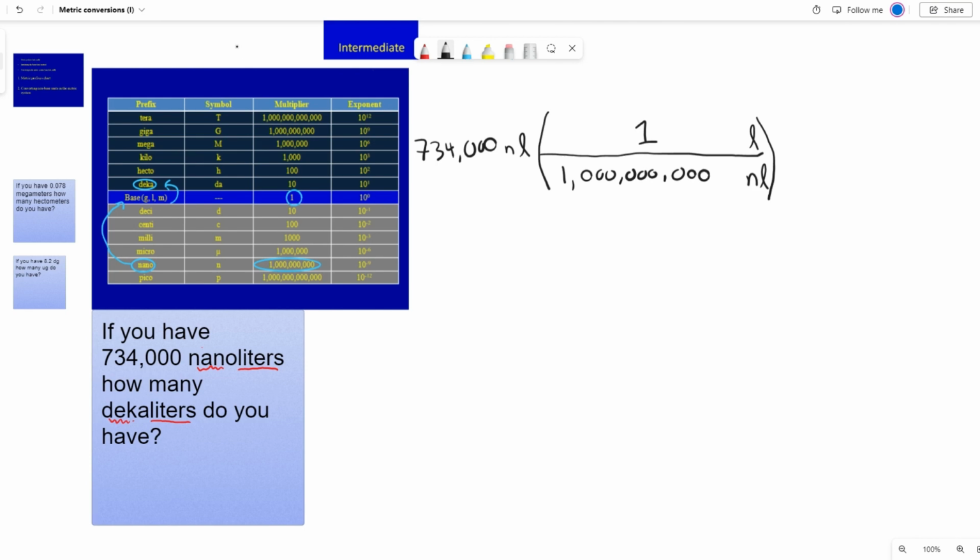And this is where scientific notation comes in. When you're dealing with huge numbers like this, it's very easy to add in an extra 0 or leave an extra 0 out. So an easier way to write this would be 1 times 10 to the negative 9th.